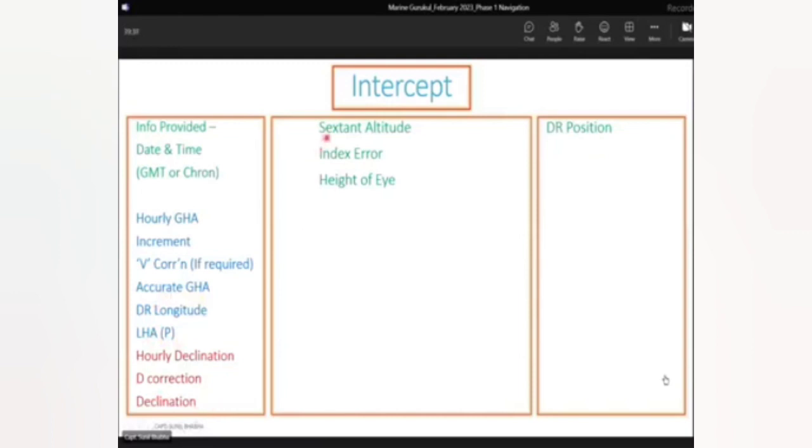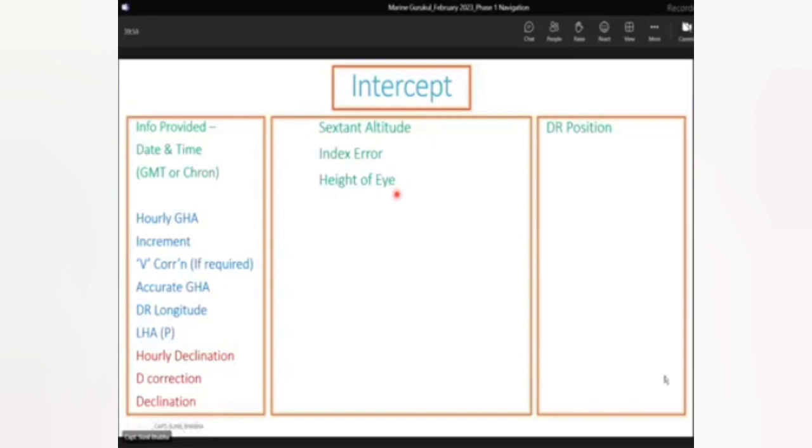Now in the second step, we have the sextant altitude. We apply the index error. If it is on, we put it off. If it is off, we put it on. Then we apply the height of eye with the dip correction.